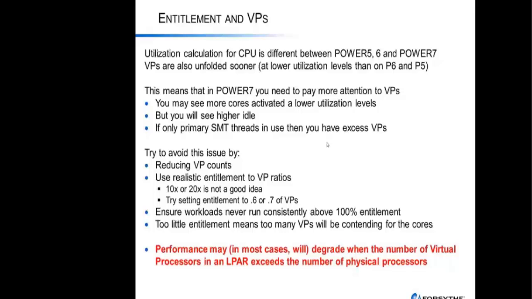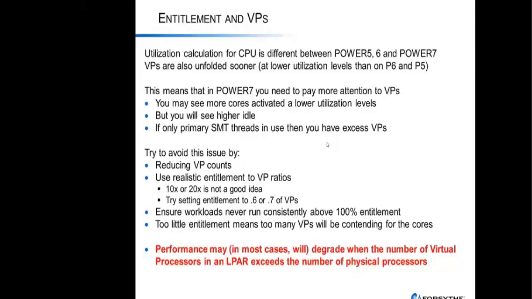So the recommendation to keep out of trouble is that we don't use the 10 times, or with the new Power 7 Plus, the 20 times entitlement to VP. They're recommending that a starting point now is 60% or 70% of your virtual processors. That's what you should be setting your entitlement to. And that you then increase or decrease the entitlement depending on how things go.